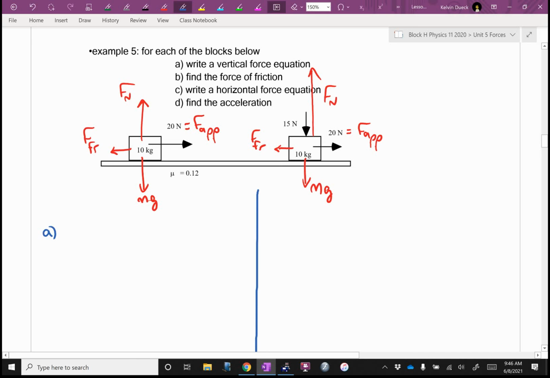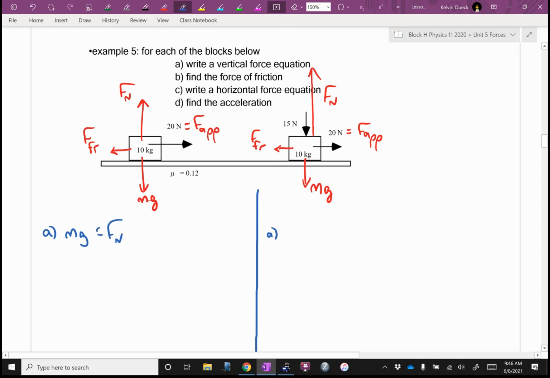Part A says write a vertical force equation. Are we sinking into the ground like quicksand on the left? Are we flying like Superman? So vertically, the forces must be, I'm looking for a word that starts with the letter B, balanced. So everything down has to equal everything up. What's everything down on the left-hand diagram? Read me the force. What's everything up? So you're telling me the vertical force equation is that? I agree.